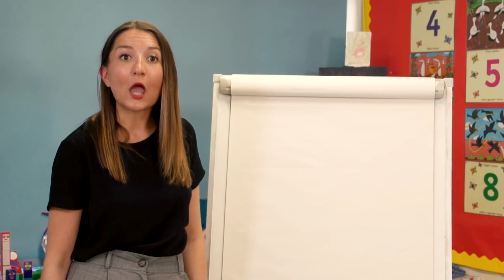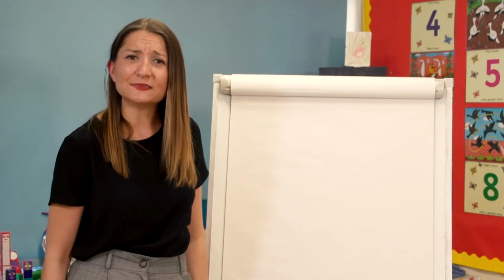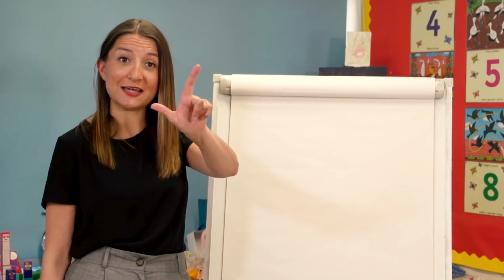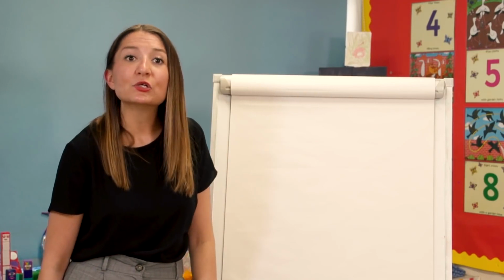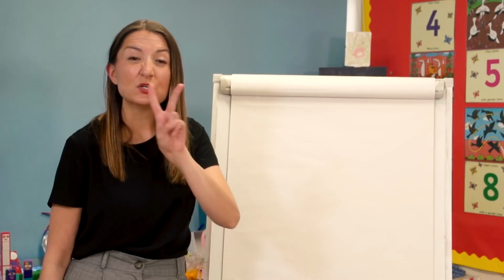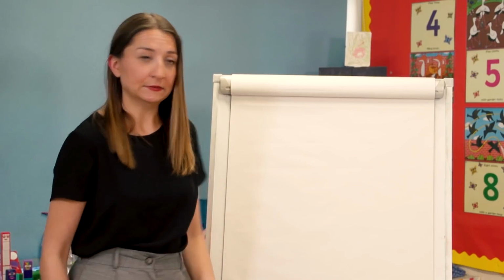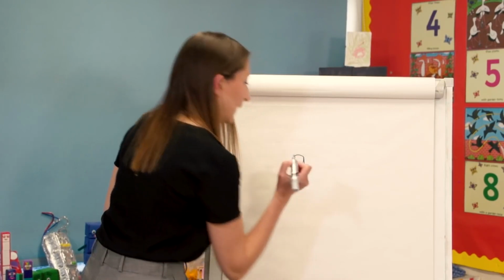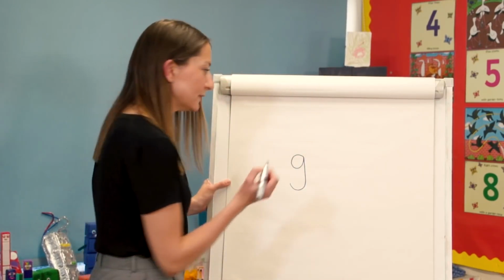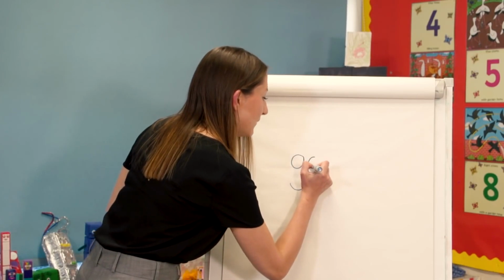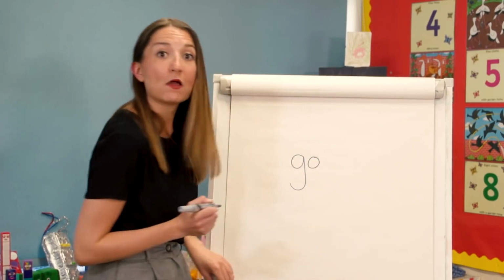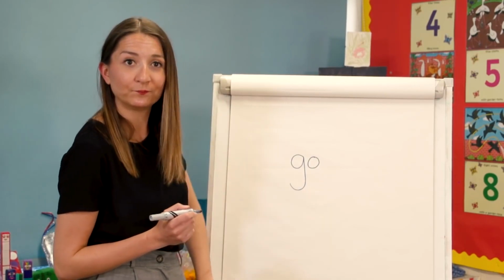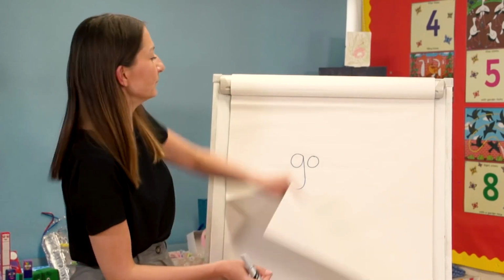Go. g, o. Let's count how many sounds there are. g, o. That's 2 sounds. Watch me write go. And remember, I need 2 sounds. The first sound is g. And the second sound is the tricky bit because this grapheme makes the sound o. Go. g, o. Now it's your turn.